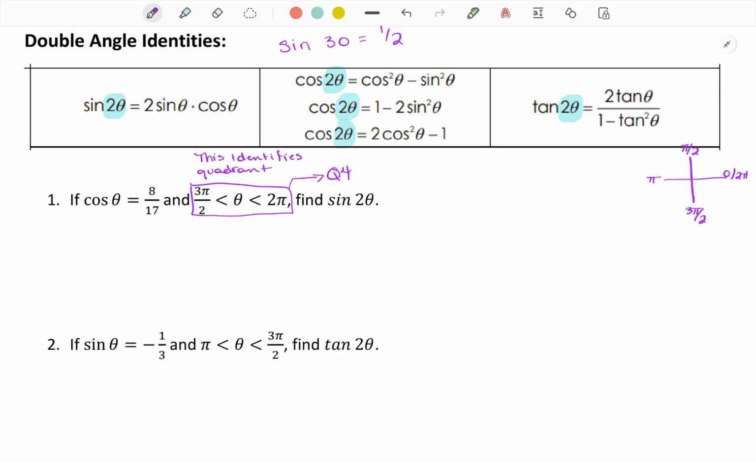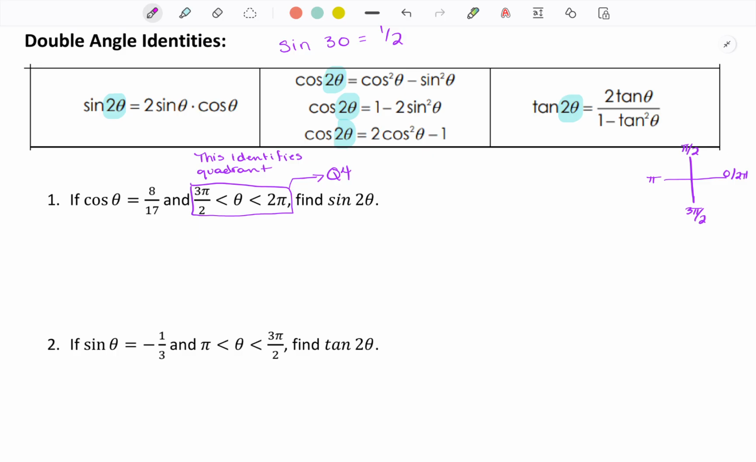So we're finding the sine of 2 theta, and we know that we're in quadrant 4, and that cosine here is positive. And so what we're going to do is use the Pythagorean theorem because we actually need the sine of theta in order to use this identity.